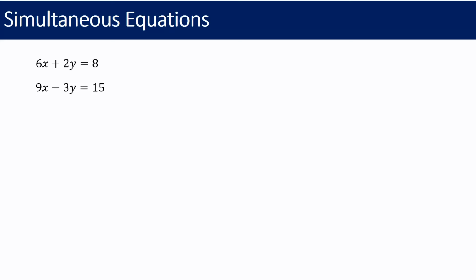What I'm more interested in is, what does it mean? So if I were to work with you on it, I would say, let's times this by 3, and times this by 2. Why? Because I want to make the y values equivalent. 2 times 3 will give me 6, 3 times 2 will give me 6. So I multiply the first line by 3 to get 18x plus 6y is equal to 24. Then I multiply everything in the second line by 2, which gives me 18x minus 6y equals 30.